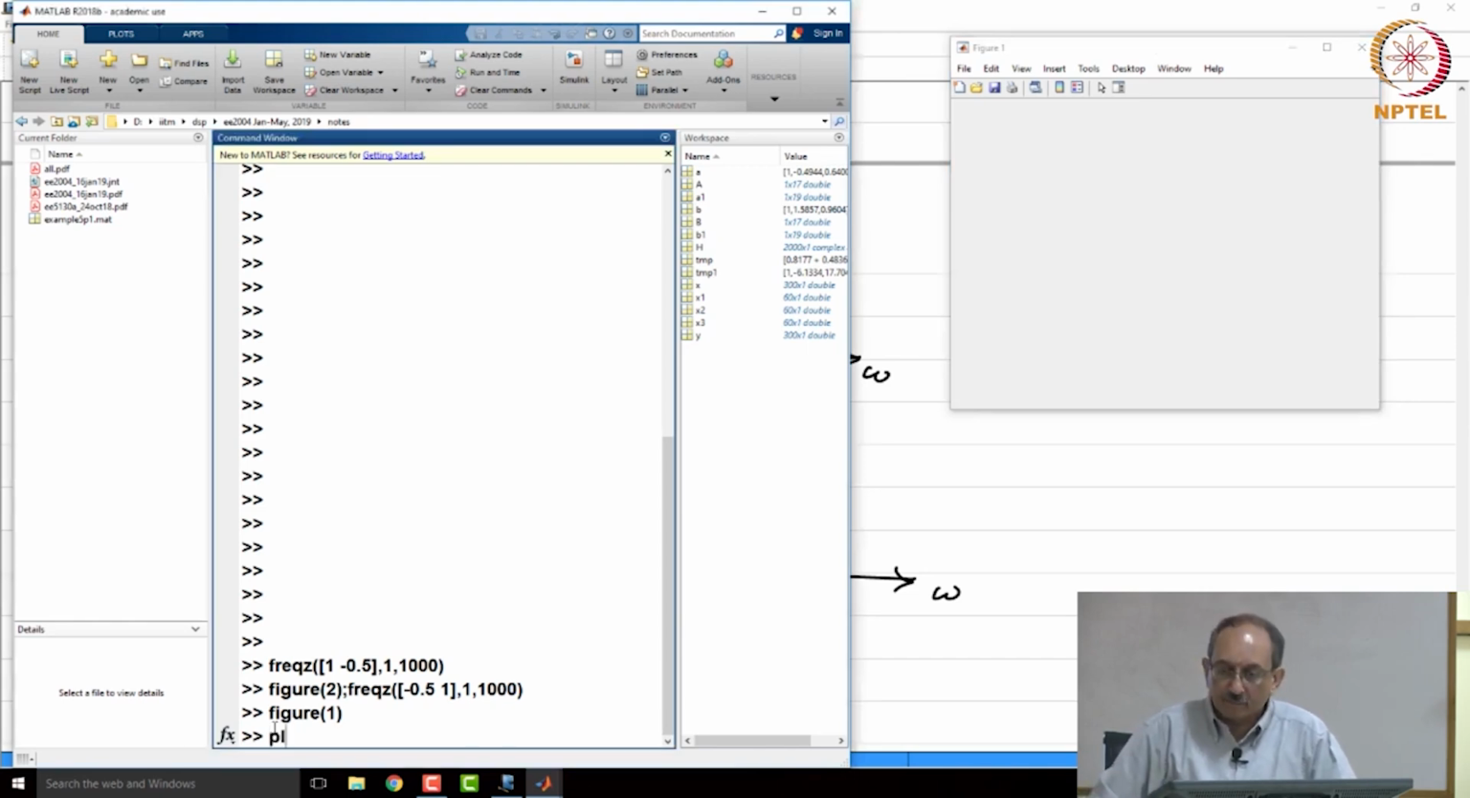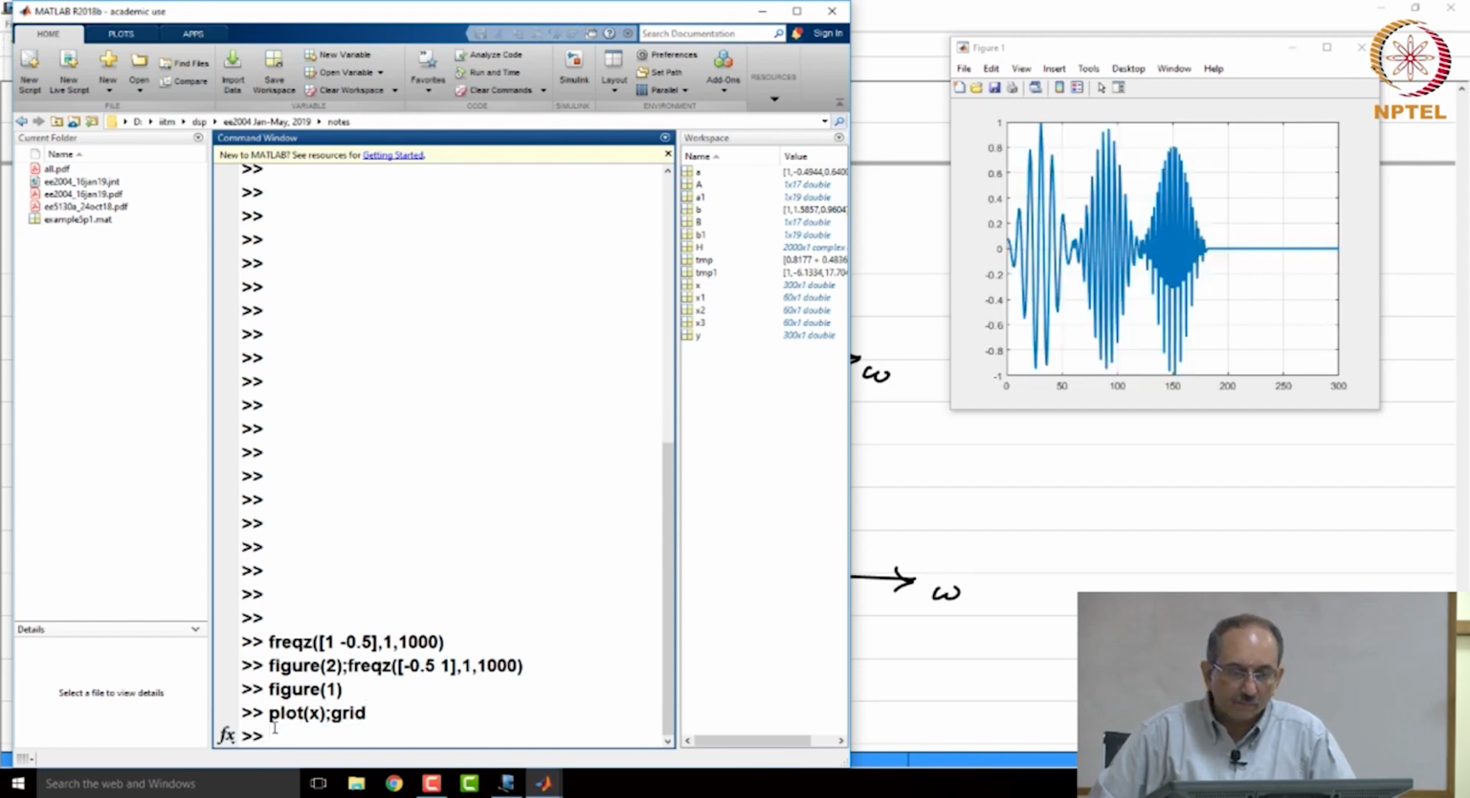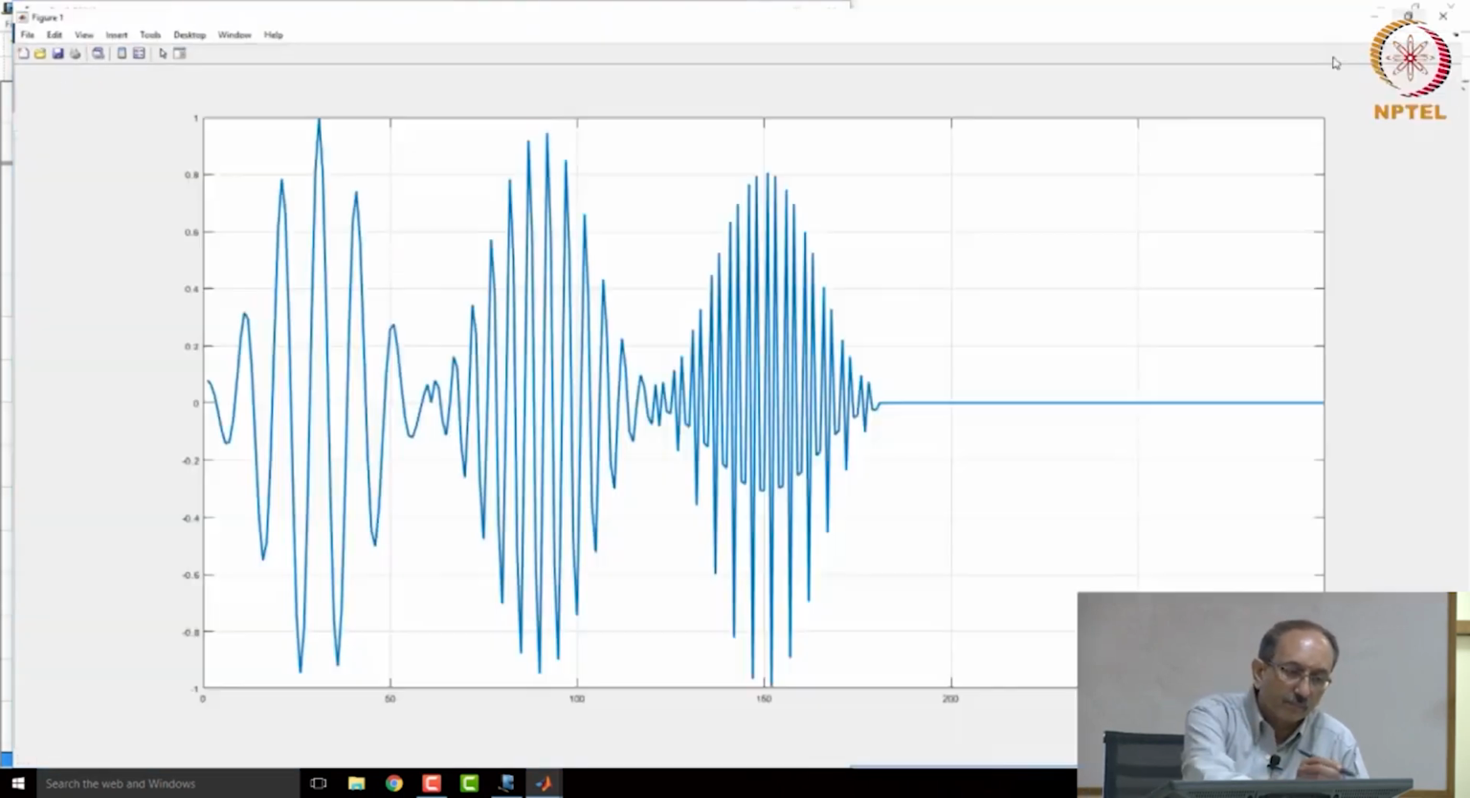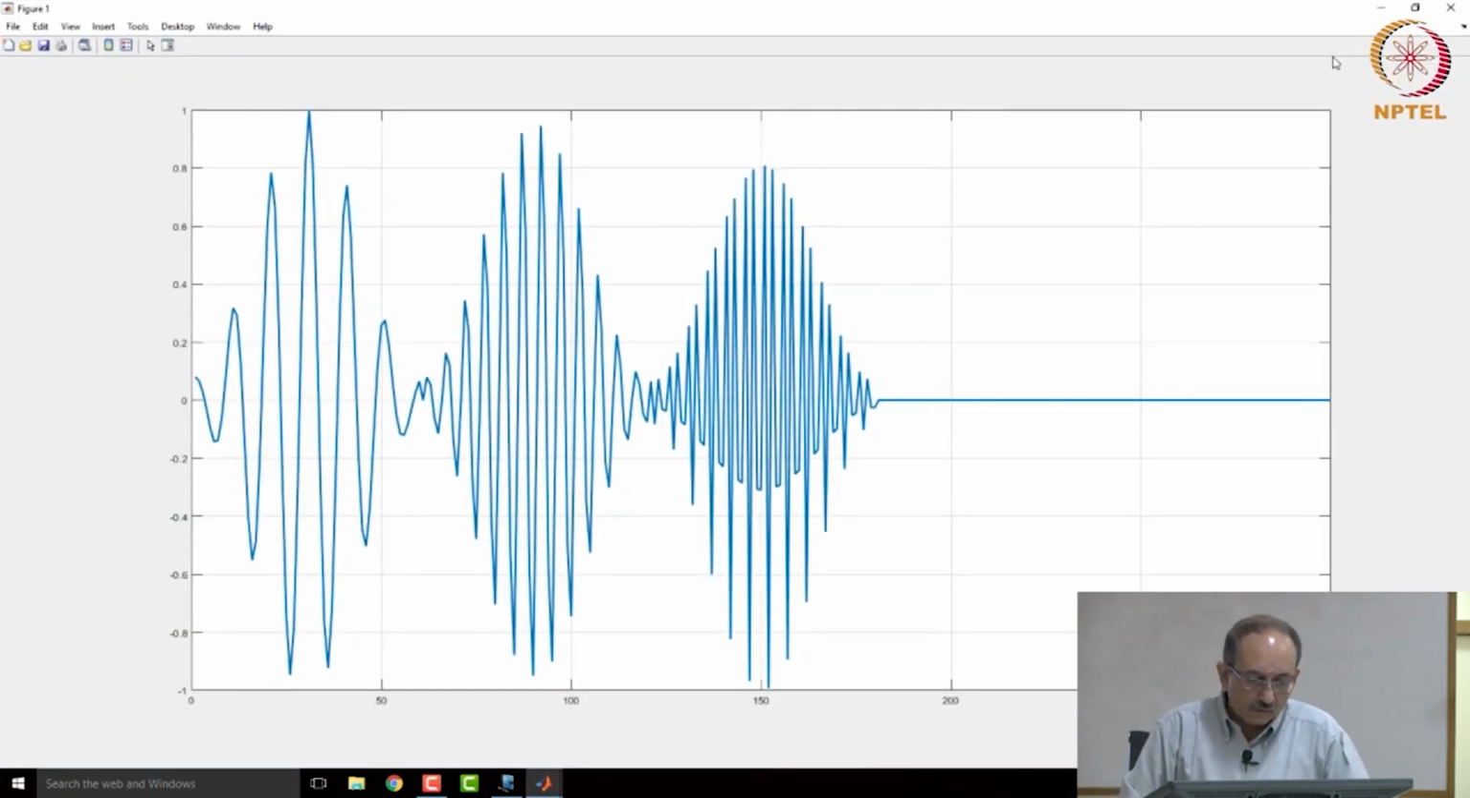I have an input which is this, and this is 300 samples long, but beyond this point it is all zeros. In the beginning it has 3 pulses. The envelope of these 3 pulses is the same, and inside it has oscillations. So, the first pulse has the lowest oscillation, the second pulse has an intermediate frequency of oscillation, and the third pulse has the highest frequency of oscillation. So, this is the input.